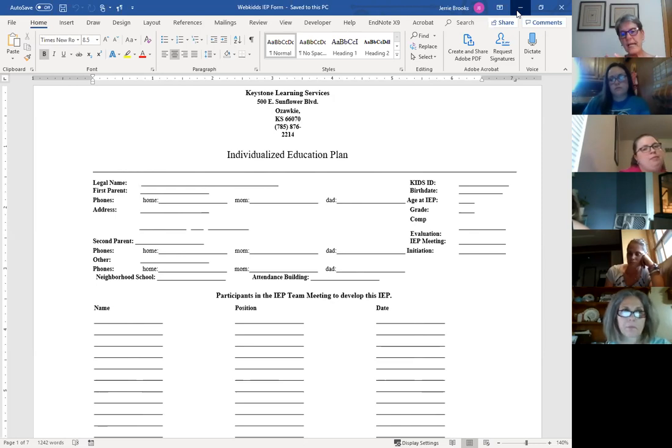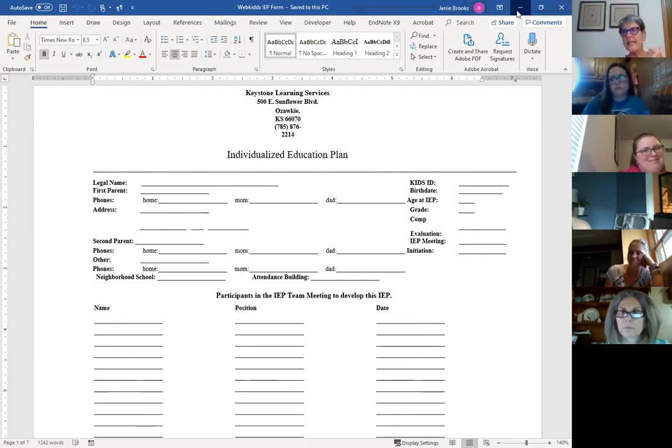But there are some important ages with IEPs. When a student turns 14, there's some extra stuff you have to do if they turn 14 during the life of this IEP. So it's important to know how old they are.